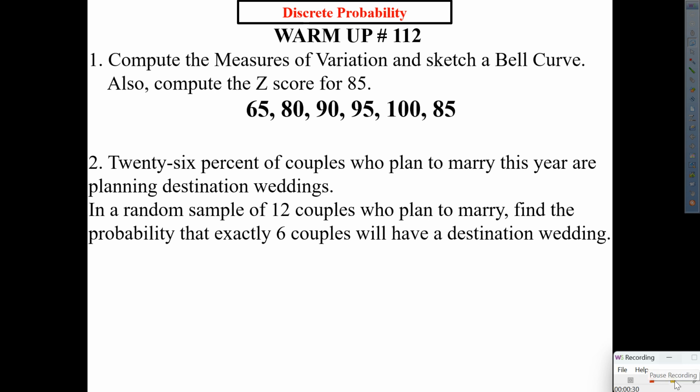Copy it. Should be done with that. Share your warm-up with your neighbor, please: the bell curve, the Z-score, and the probability they got for those wedding destinations.